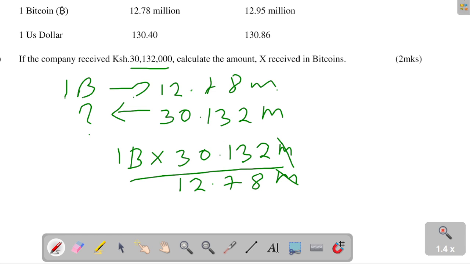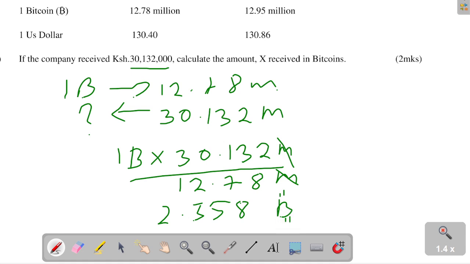So that means we are going to have 30.132, then this we divide by 12.78. And class, once we do that, it implies that that person came in with 2.358 bitcoins, around 2.358. So that is what the person came in with.